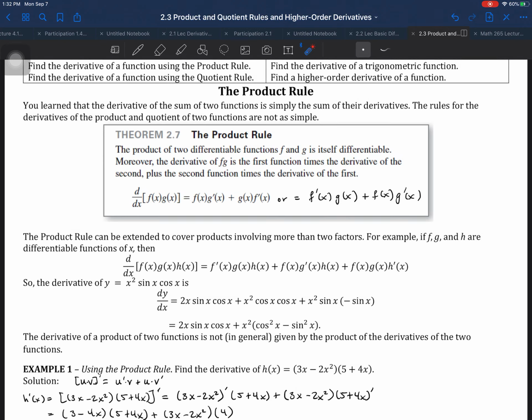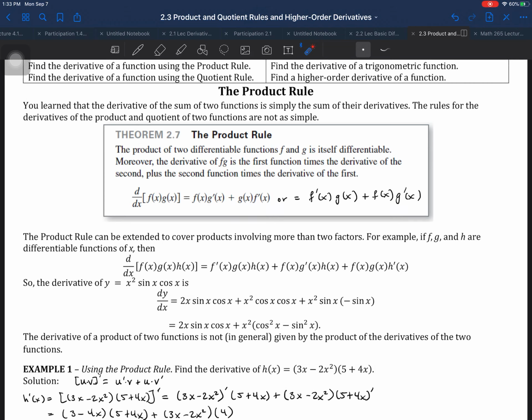Or we can also think about it in this way, right? We can say that this is the same thing as having the derivative of the first function multiplied by the original second function, plus the first function multiplied by the derivative of the second function. In either case, you don't have to memorize exactly this, but what I'm trying to say here is that if you notice, this seems like you're doing two products, right?